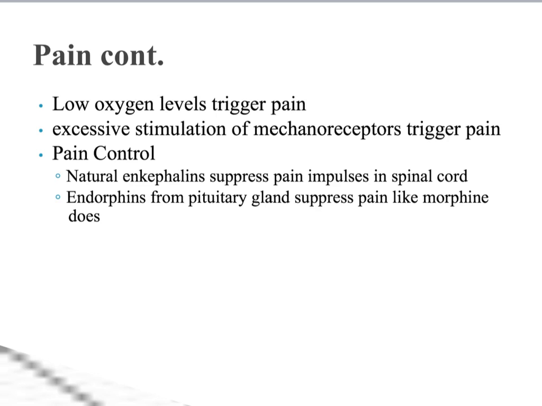Excessive stimulation of our mechanoreceptors, like our touch receptors that have been pushed on for too long, can start to trigger pain sensation. And we do have some natural pain controls. We have enkephalins, which are released in our spinal cord and can stop or slow impulses at that point. We also have endorphins, which are released from our pituitary gland, and they can work a lot like morphine and slow or reduce pain impulses.